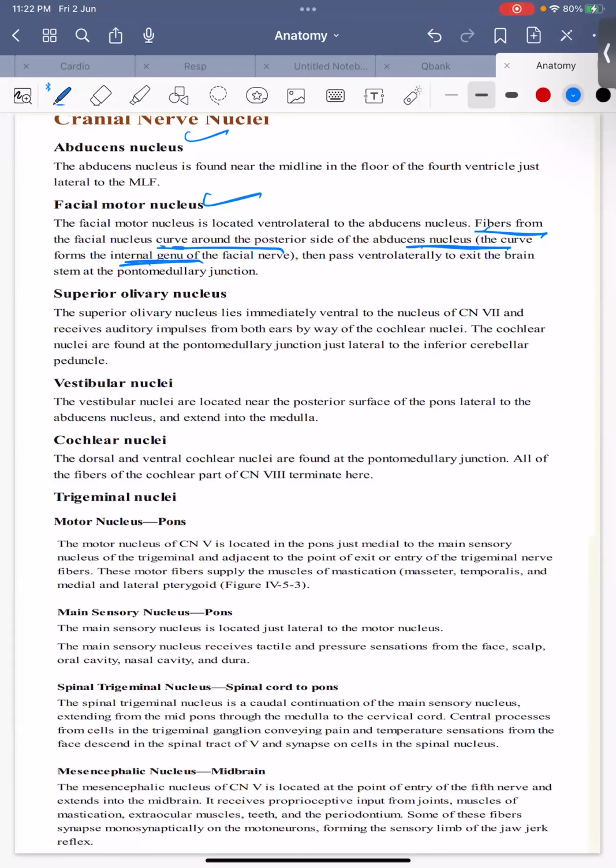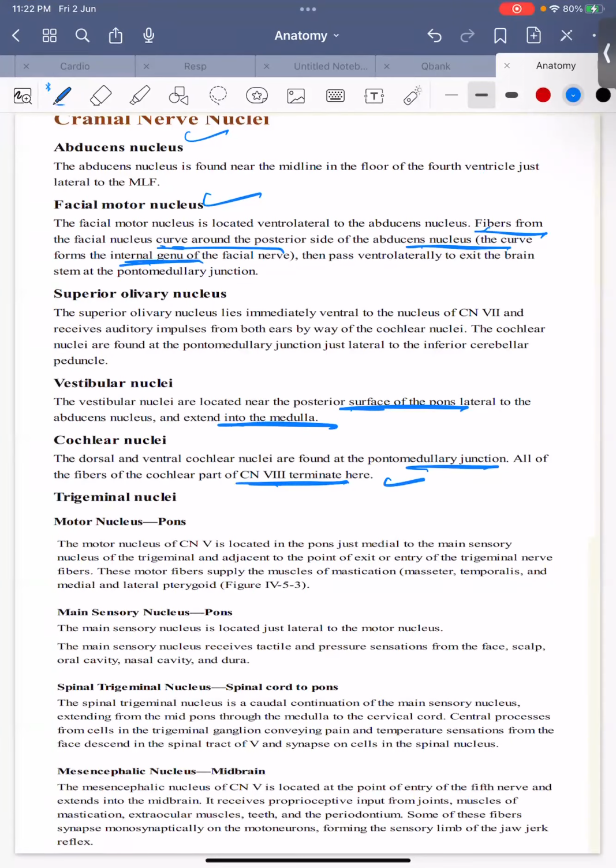Now, the vestibular nuclei are located in the posterior surface of the pons, lateral to the abducens nuclei, and they extend into the medulla. The cochlear nuclei are in the posterior medial pontomedullary junction. And all of the fibers of the cochlear part of cranial nerve 8 terminate here.